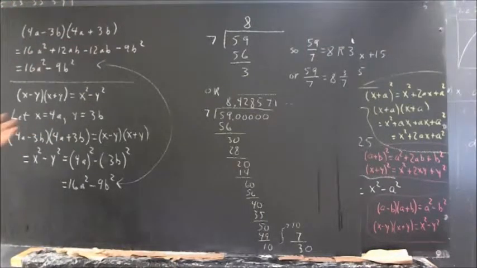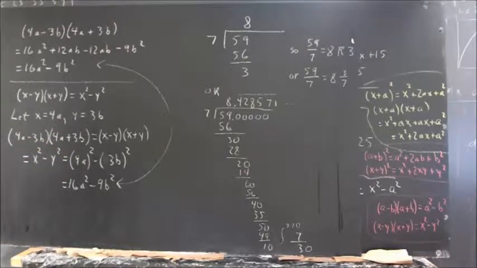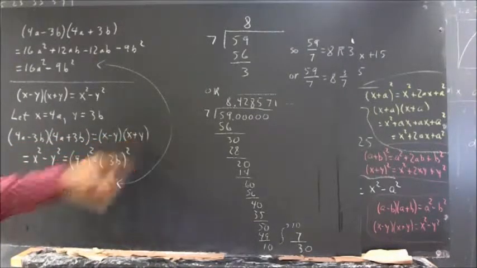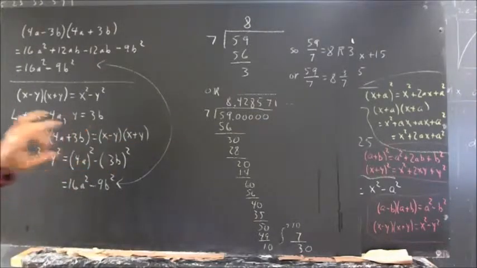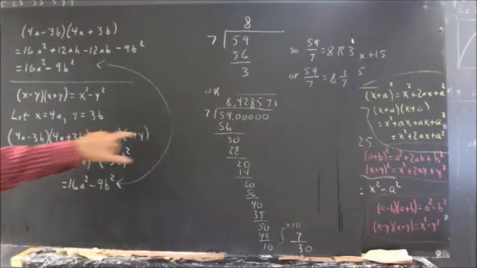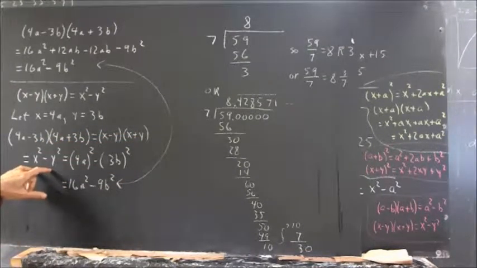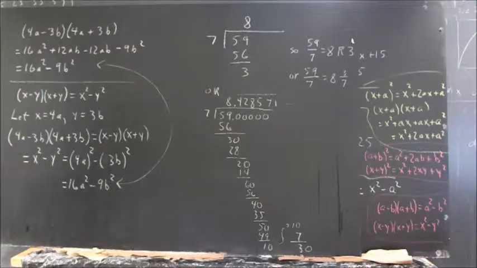Now apply the formula. We have 4a minus 3b times 4a plus 3b. That's going to equal x minus y times x plus y, because we've said that x is 4a and y is 3b. Now, x minus y times x plus y, we know to be x squared minus y squared. We don't have to go to all this trouble.